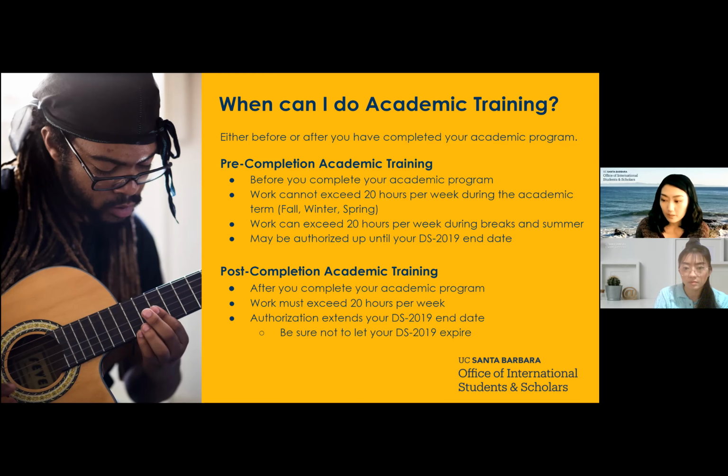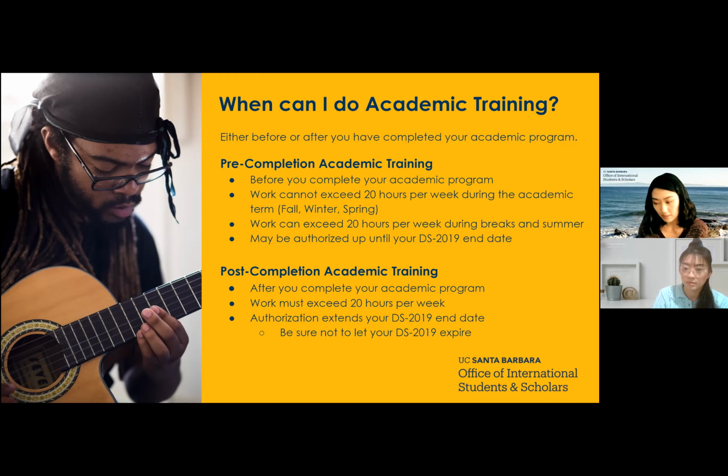For your pre-completion academic training, your work cannot exceed 20 hours per week during the academic term, something we already went over, and work can exceed 20 hours per week during breaks and summer. You can be authorized for pre-completion academic training up until your original DS 2019 end date.